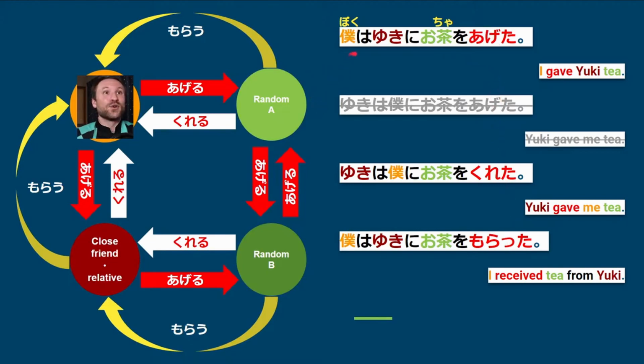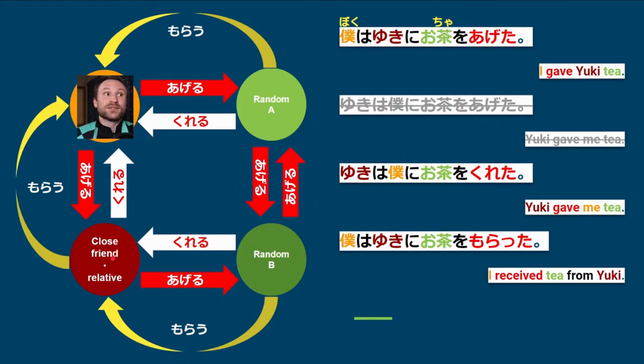So, ageta. Boku wa Yuki ni ocha o ageta. So I gave Yuki tea, so that's right here. Boku wa Yuki ni. So I have to use ageta. I have to use ageru. I can't use kureru or morau to people. I have to use ageru. It's going out.